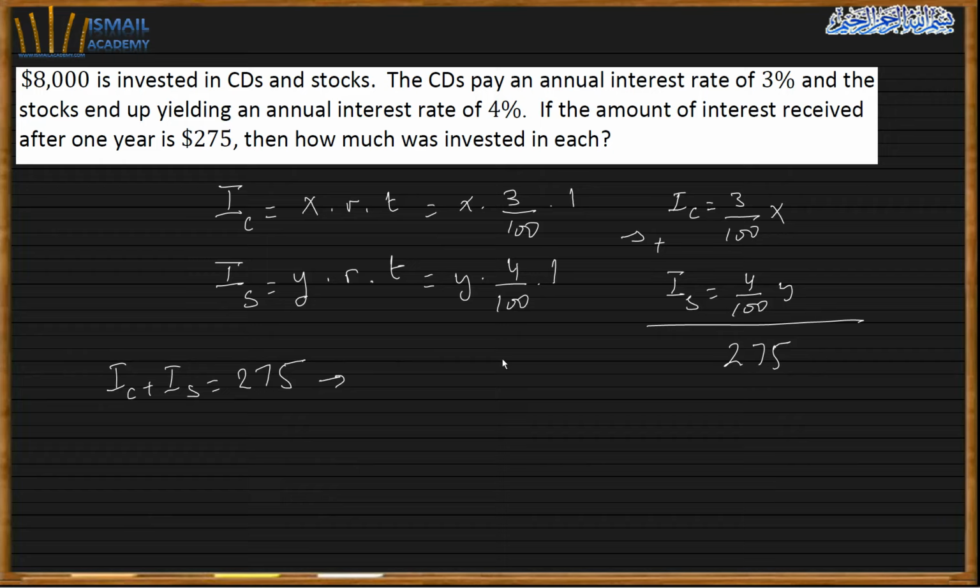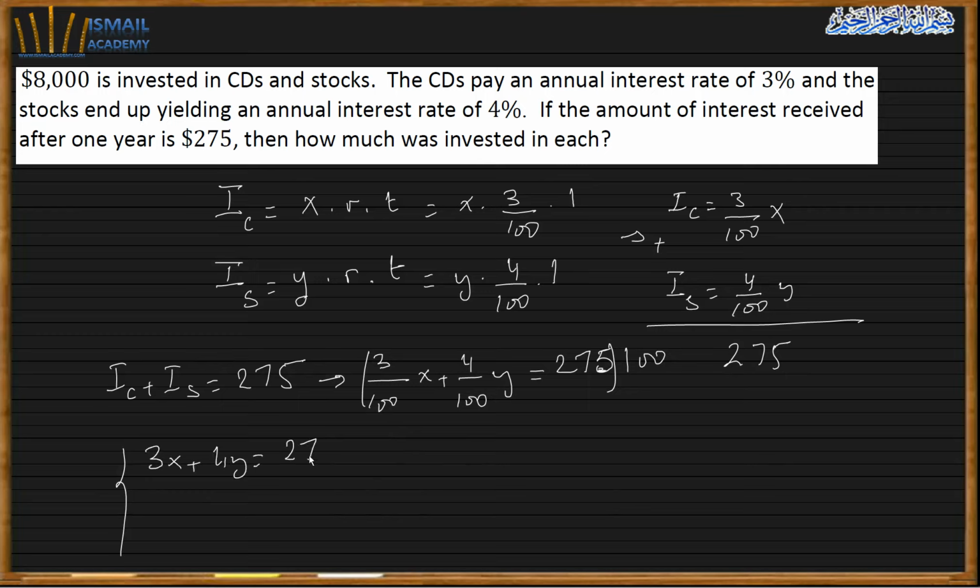So if I translate in terms of x and y, it's going to be 3 over 100x plus 4 over 100y will give me 275. Now I don't want to have a fraction, so I multiply those by 100. Each time you have a fraction, try to multiply by the common denominator. So in that case you will take the fraction out. So here what's left is, let me use it here, 3x plus 4y equal to 27,500. Now this is my first equation.